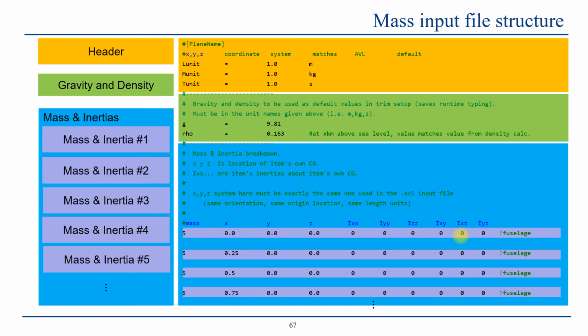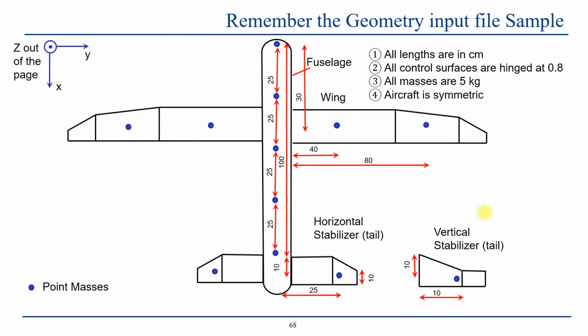We went over how they should be formed and how they look in the code. Now, from what we went over earlier, which was the design that we originally had and then corrected in the AVL geometry, and now added some point masses to, what we want to do is see if we can create a mass file that will help us create the mass distribution for this aircraft that we are seeing on the screen, which is basically the same aircraft that we designed last time, but now we need the mass distribution information for it.